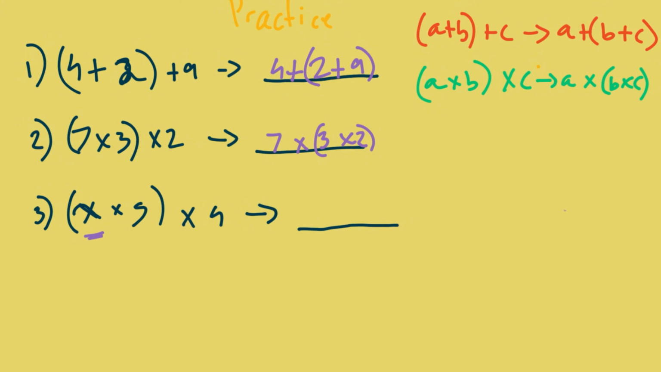So this is an x, by the way, the variable x, so don't get confused with the multiplication sign. But this will just be, I'm just going to write it that way, times 5 times 4, and then just move the parentheses around.